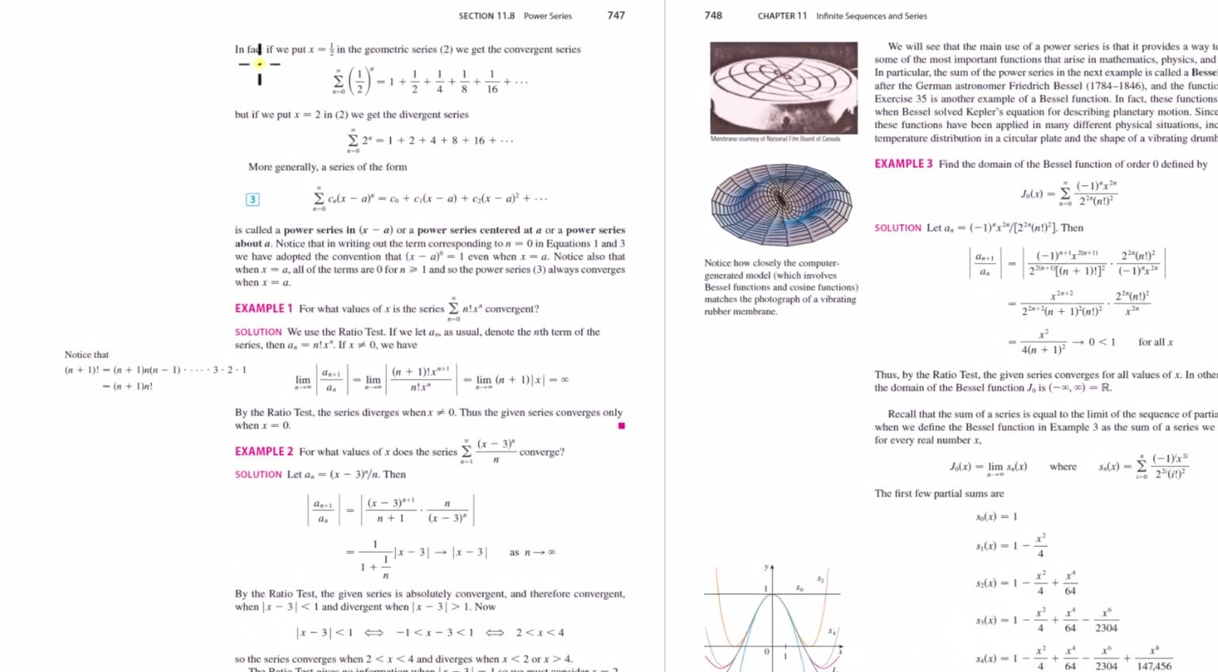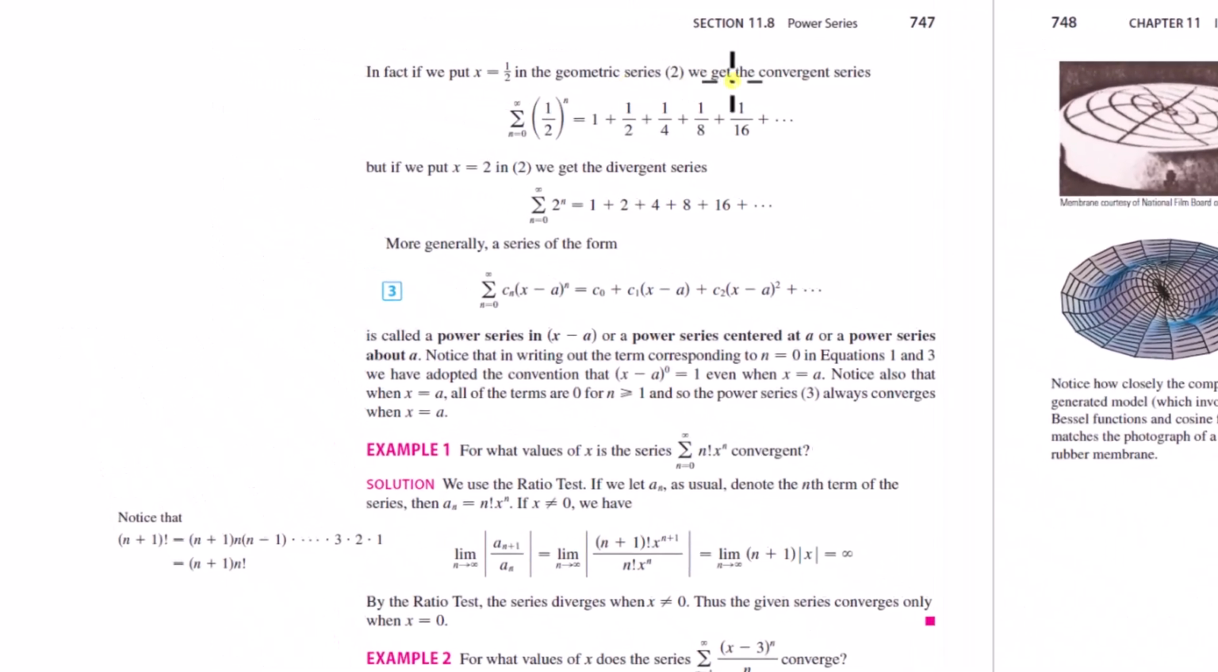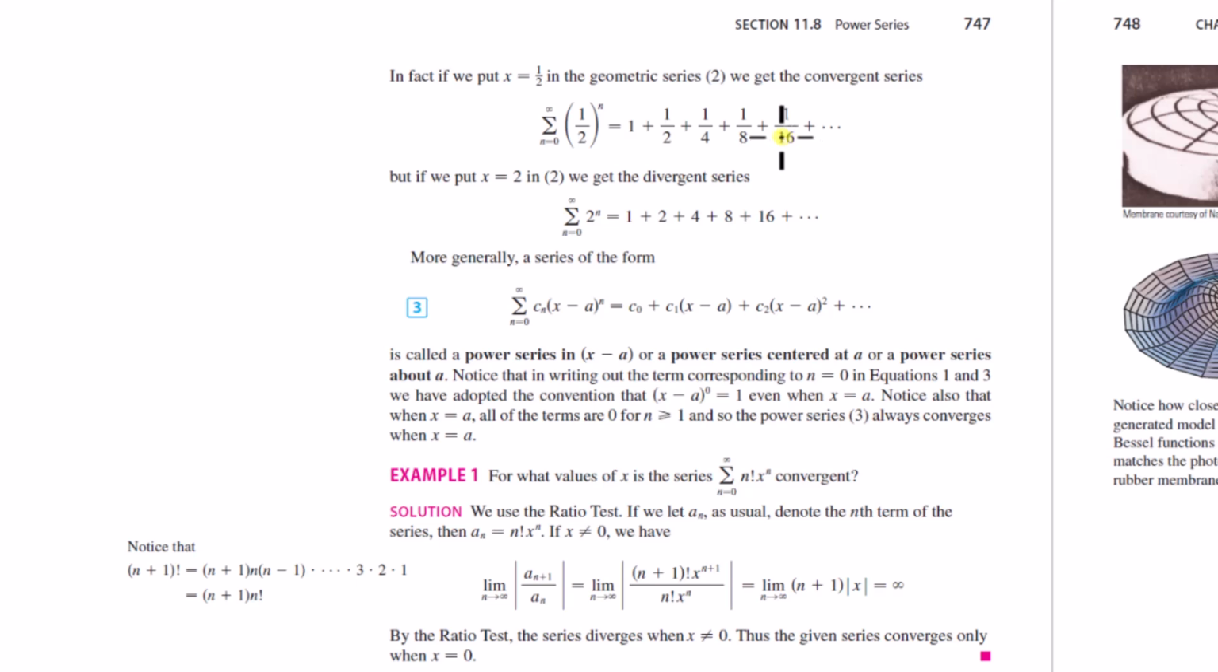Okay, it says, in fact, if we put x is equal to 1/2, we get, here's the convergent series. If we put x is equal to 2, it's a divergent series. All right, so now to make this more general, we can take the power series formula and put x minus some number a in place of x.